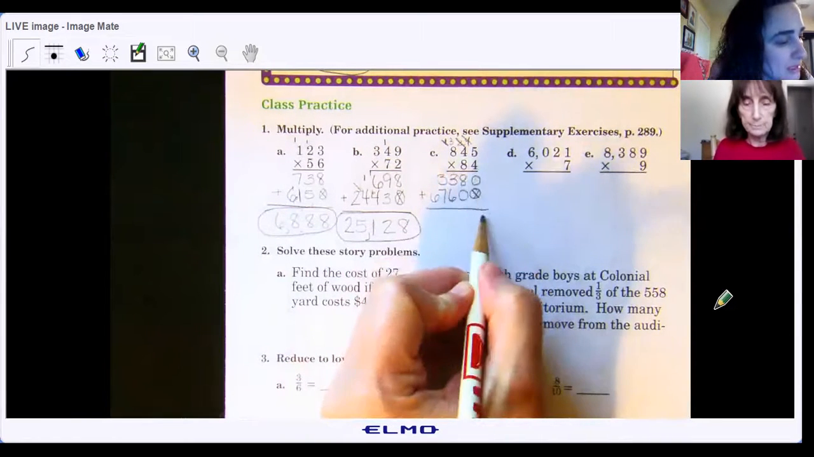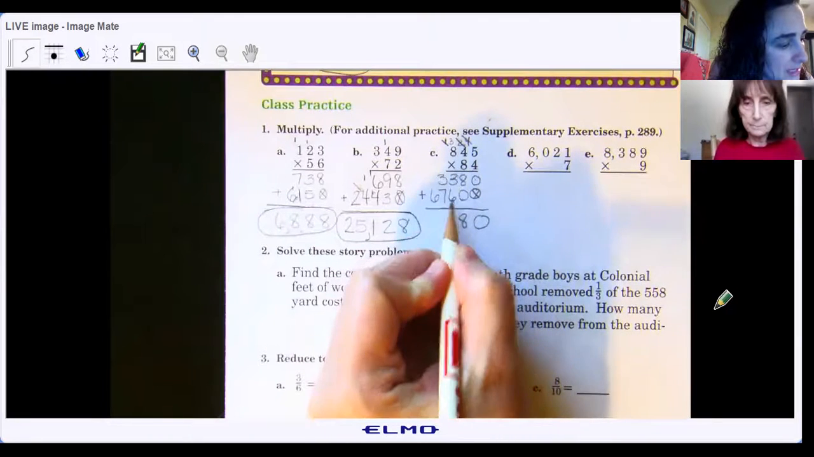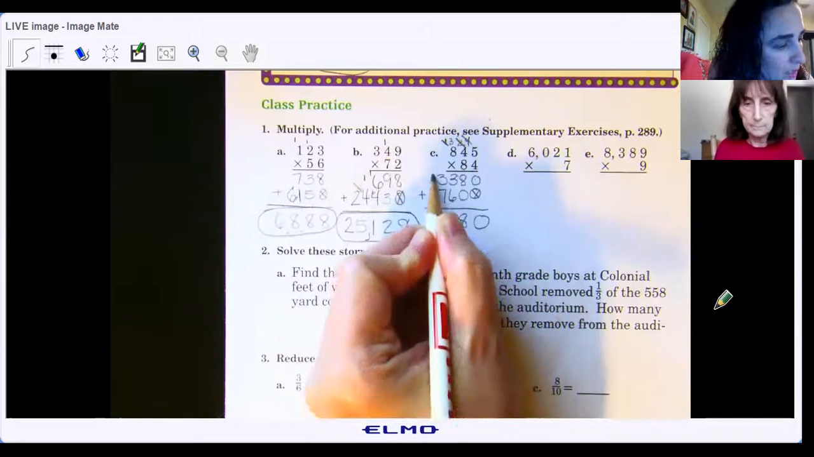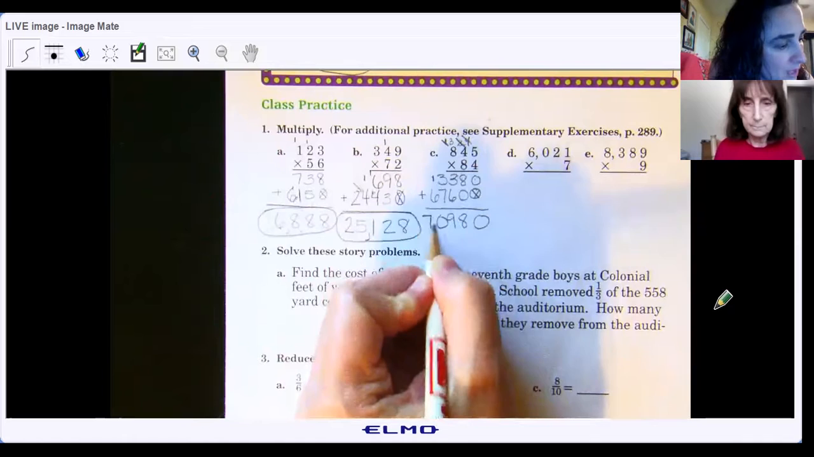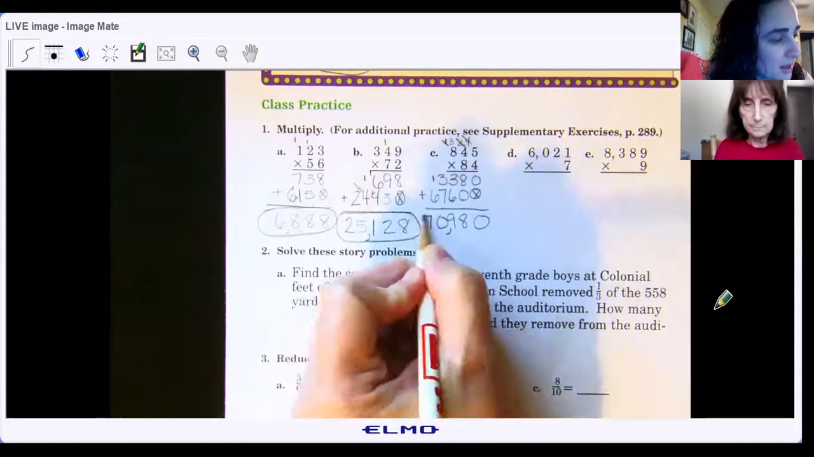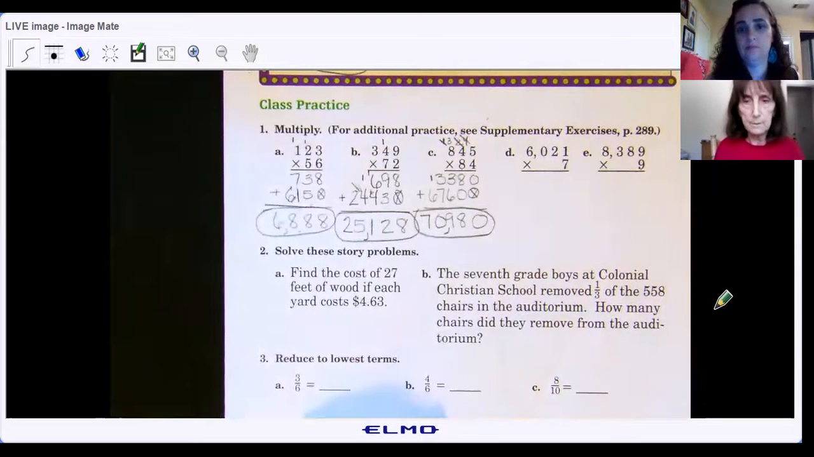0 plus 0 is 0. 8 plus 0 is 8. 3 plus 6 is 9. 3 plus 7 is 10. Carry your 1. 1 and 6 is 7. Then we go ones, tens, hundreds, thousands. Put your comma. 70,980. All right, good job.